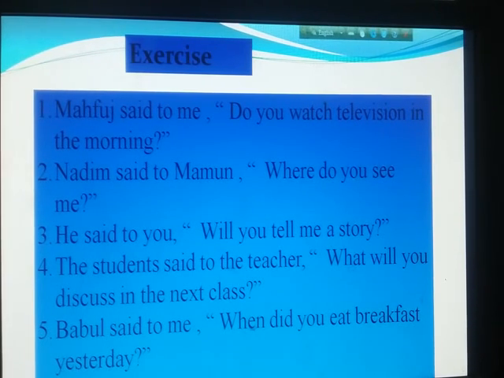Okay, dear students, I have discussed the rules of assertive sentences and the rules of interrogative sentences, and I have given you some exercises. So five sentences of assertive sentences and five sentences of interrogative sentences. So you will do this exercise at home. And when our school opens, I will check your answers. Okay, I think you have understood the rules of narration of assertive and interrogative sentences.